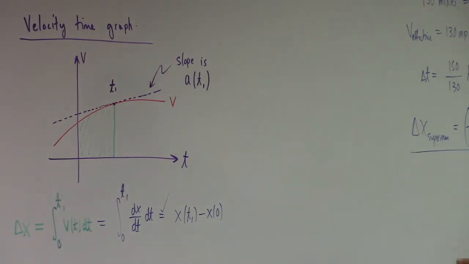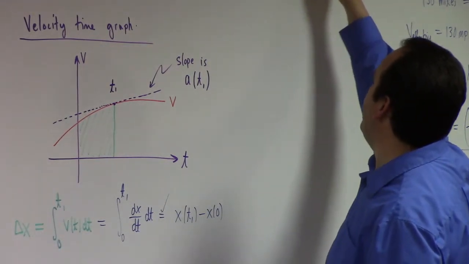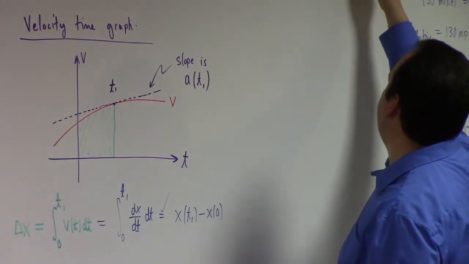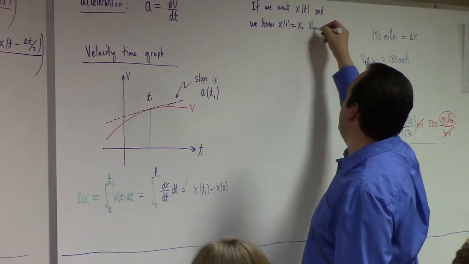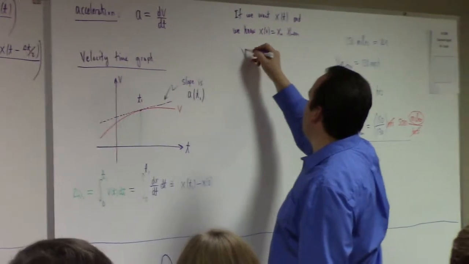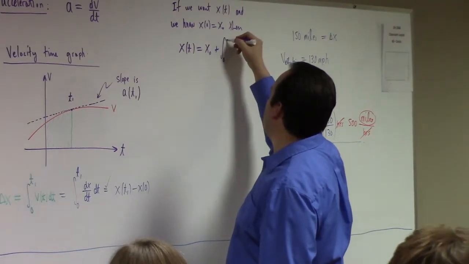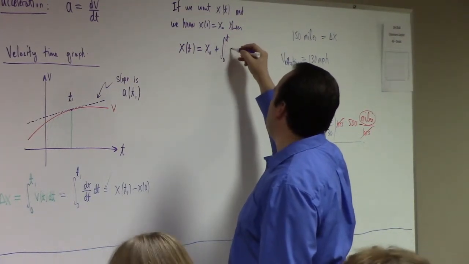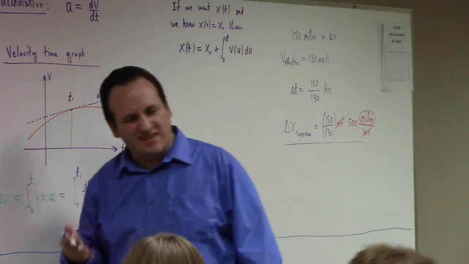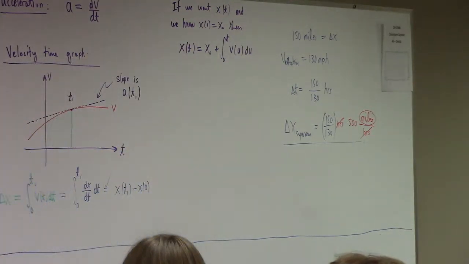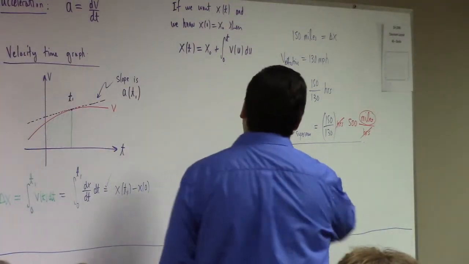So, of course, as another remark, if we want x of t, and we know x of 0, say, is equal to x naught, then the following is a nice formula to know. x of t is equal to x naught plus the integral from 0 to time, let's say, t, of v of u du. I can't use t there because t is the meaning of time. It's already used up. I could use some other variable of integration, but there you go. You can get the position as a function of time from integrating the velocity, right?